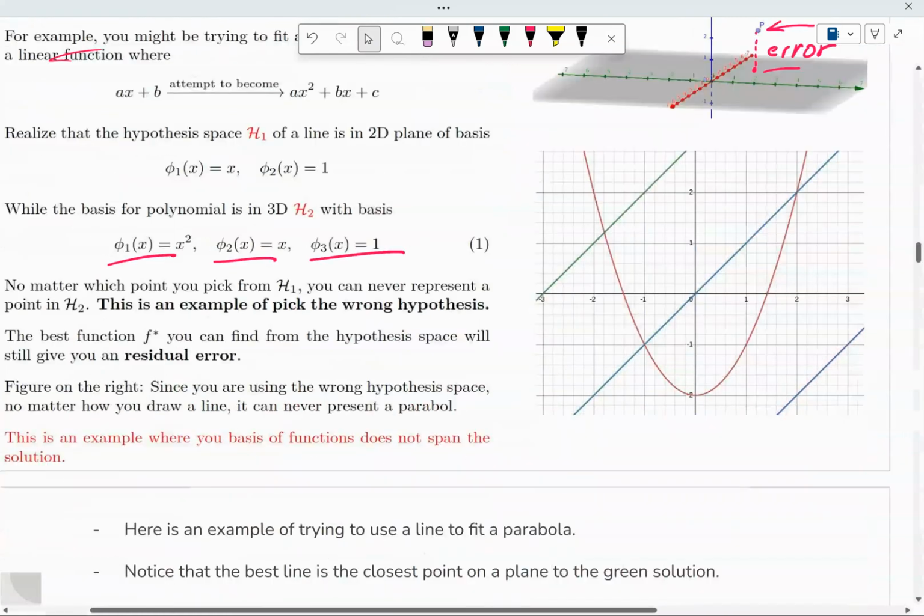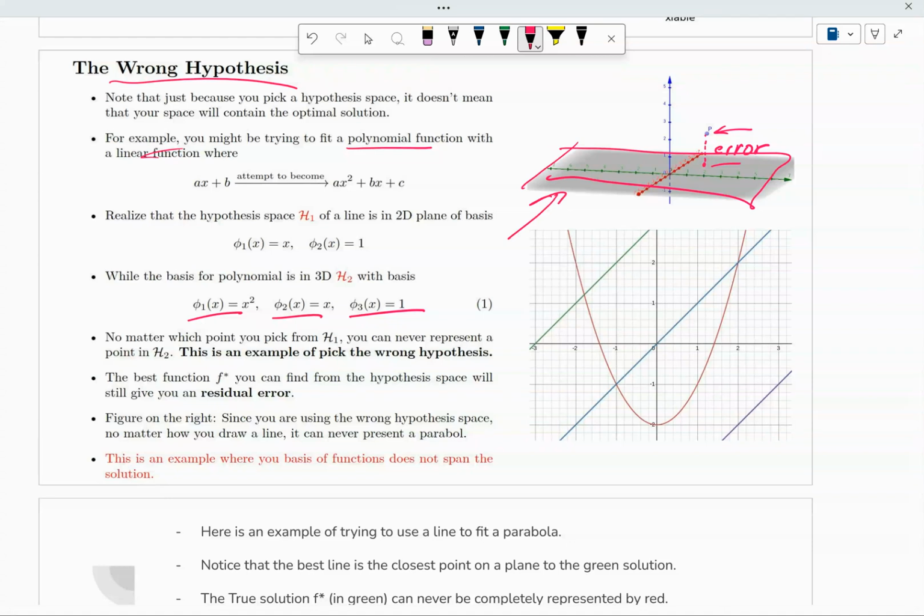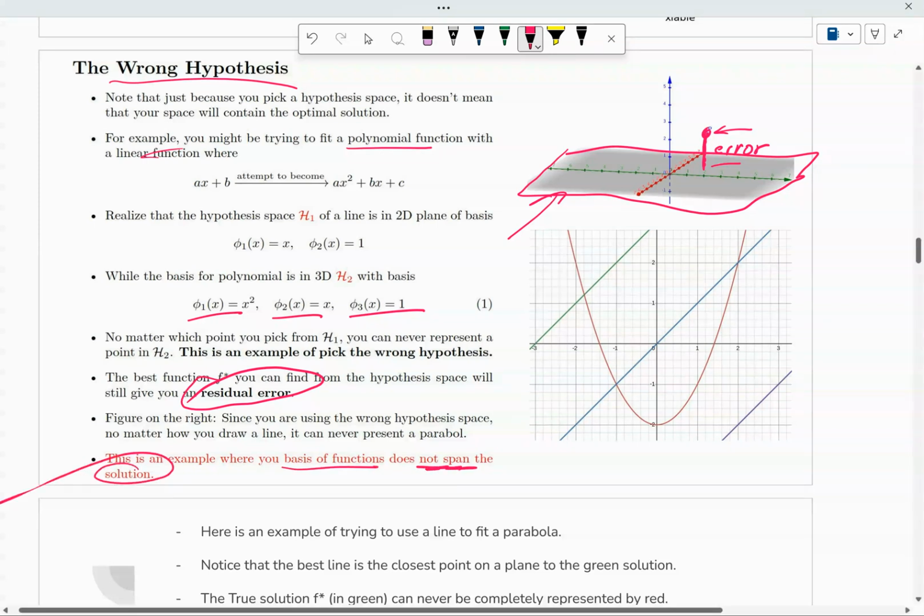So that's an example when you pick the hypothesis space, in this case 2D, and yet the true function resides in a different dimension, which implies that it's impossible for you to ever reach that point because P is not in the span of this plane. Okay. And what we call this right here is called the residual error. So this is the example where the basis function does not span the solution. So this is the solution. Your basis functions cannot span it.